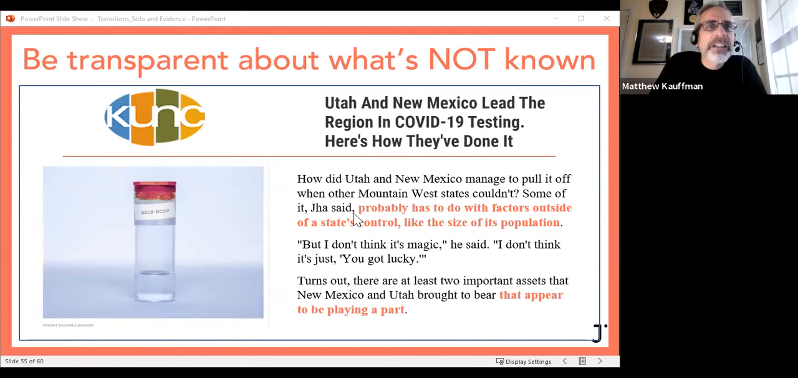This is kind of related to that. Again, with COVID, Utah and New Mexico were really good with COVID-19 testing. And there were some things that they did. You can see at the bottom here, two important assets that they brought to bear that appear to be playing a part. But even before they get to what sets Utah and New Mexico apart, they have a great cautionary line in the above, that this expert they talked to said some of it probably has to do with factors outside of the state's control. So again, being very transparent about the limitations of your evidence and also simply what you don't know.